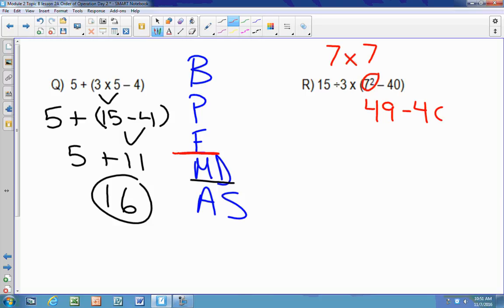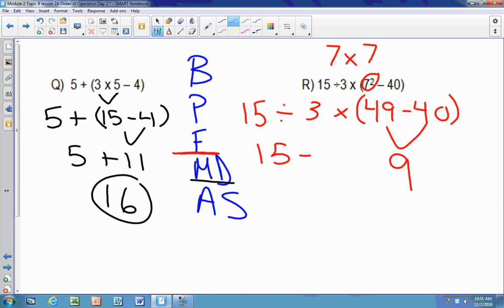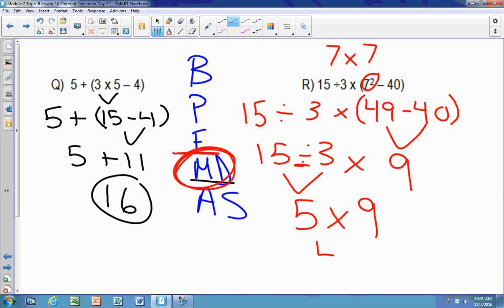So I rewrite everything. I still have parentheses, so I have to finish with my parentheses, and I rewrite everything. And then I have division and multiplication. They're all right here, but they happen in order from left to right. So what comes first, left to right, when multiplication and division in this problem? The division. So 15 divided by 3 is 5 times 9, and then I end up with 45.